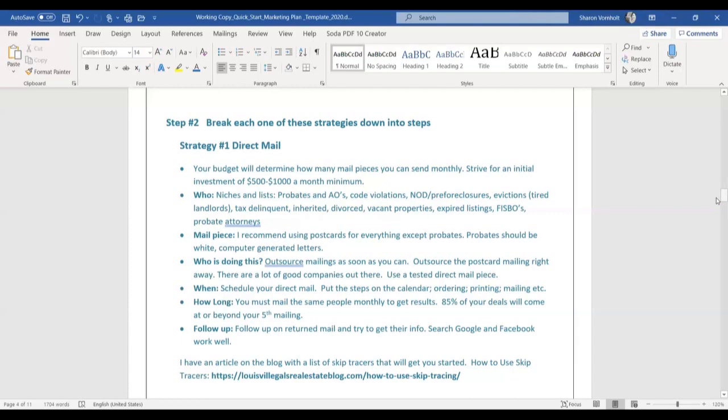So these would be the steps for direct mail. You know, what's my budget? Who am I going to mail to? What's my mail piece? Who's going to do this? The next, you know, the campaign. Who's going to keep the campaigns going? When are you going to send it out? And how long are you going to mail to them? Till you buy the house, someone else buys the house, or they come off your list for some reason.